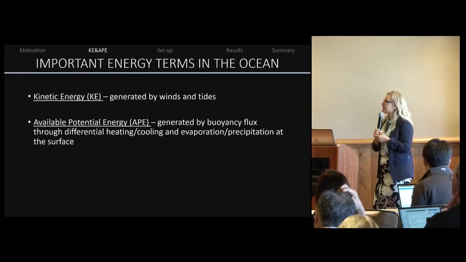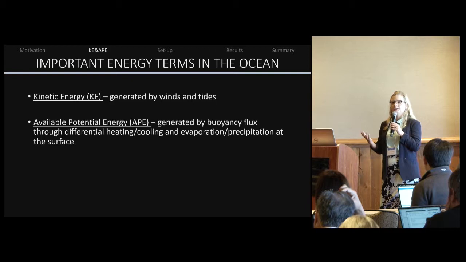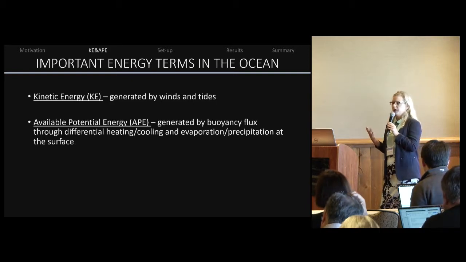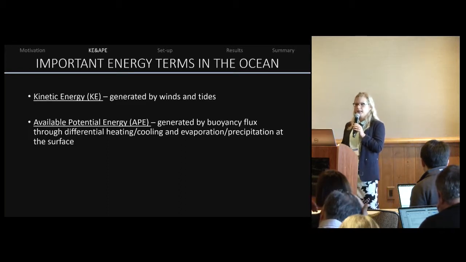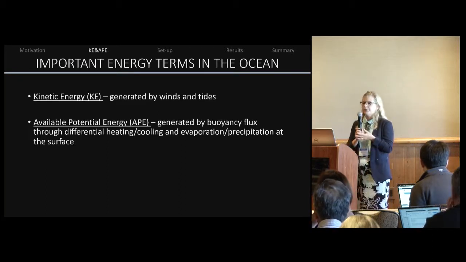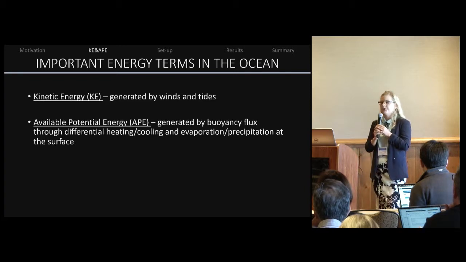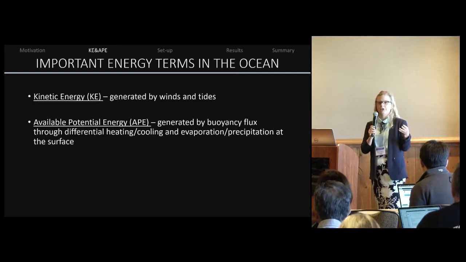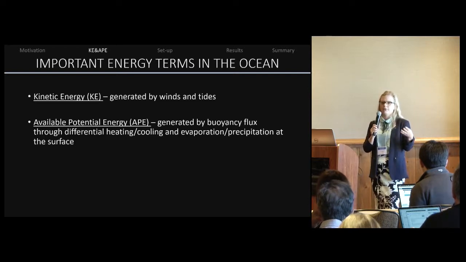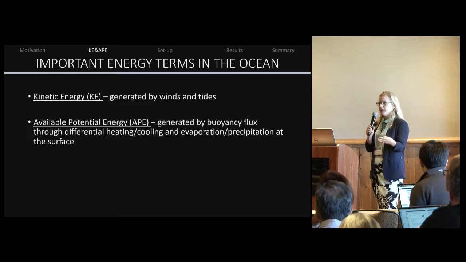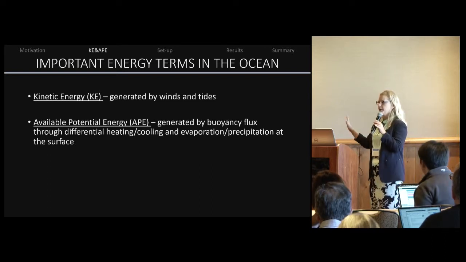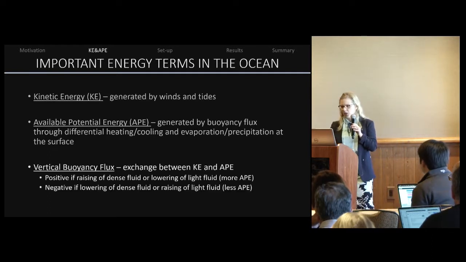So some of the important energetic terms in the ocean: one is kinetic energy, so that is energy generated by surface winds, and in addition it can also be generated by tides. And the second term is available potential energy, so it is generated by buoyancy or density flux when the surface is differentially heated and cooled, and also when evaporation and precipitation occurs at the surface. In addition, it could also be due to freshwater influx from ice melting or rivers, for example. But we're not really looking at coastal regions, we're looking far away from the coast.